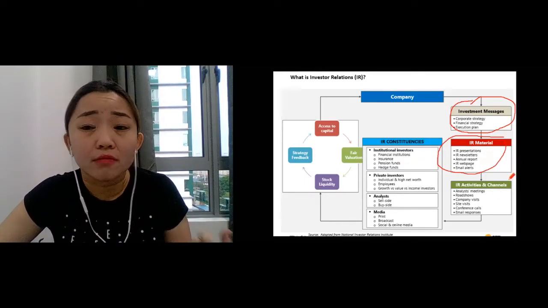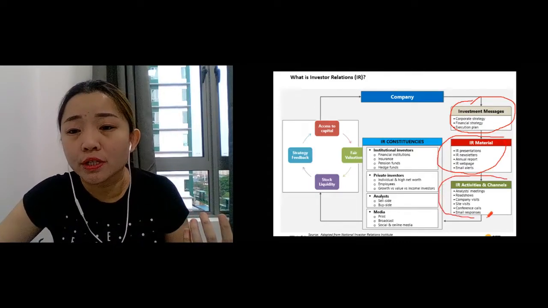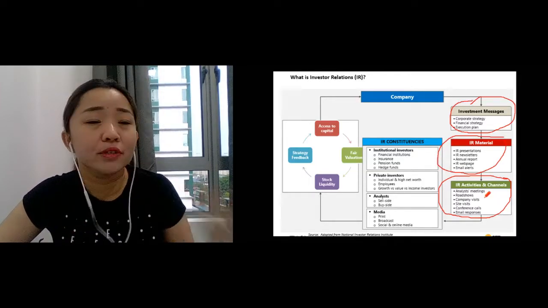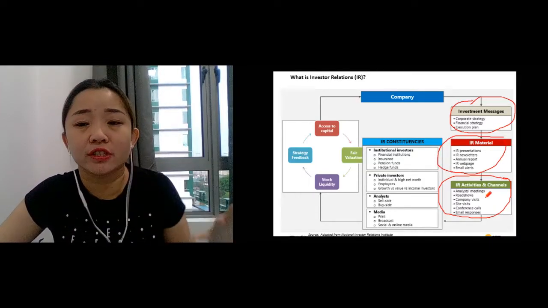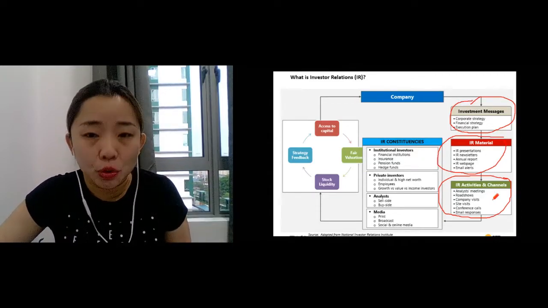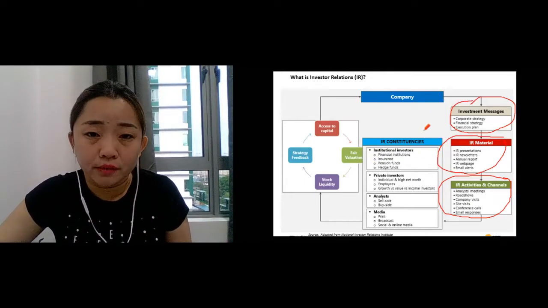And every year, what investor relations officers always do is they have a lot of meetings: analyst meetings, roadshows, company visits, site visits, conference calls, email responses. These are some of the activities and channels that they use, right? So at the end of the day, these are the parts in which we are involved.